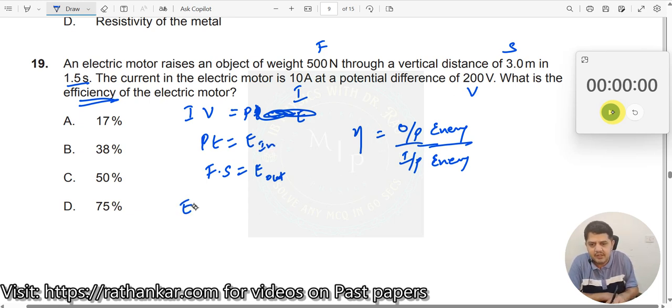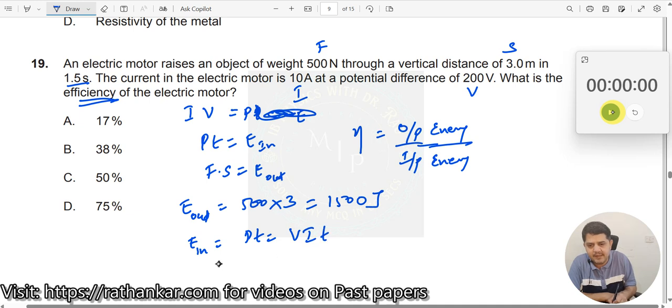So therefore E output is equal to, what is force? 500 multiplied by distance 3, which should now be equal to 1500, okay, joules. What is input? E input is equal to P into T, which is nothing but V I into T, right? So what is V here? 200 multiplied by current, 10 ampere multiplied by time is 1.5, right? So which will now be equal to 2000 multiplied by 1.5 will be 3000 joules.